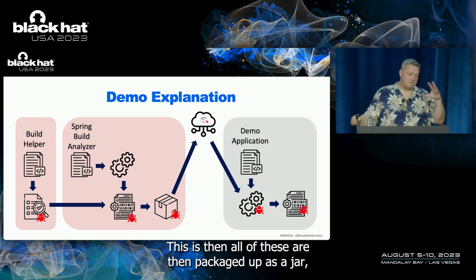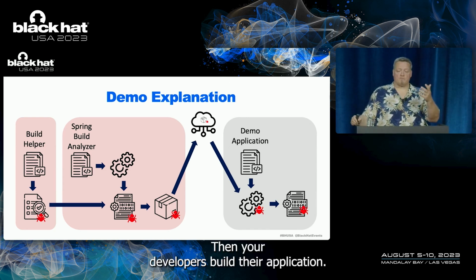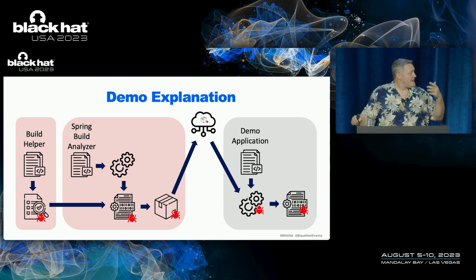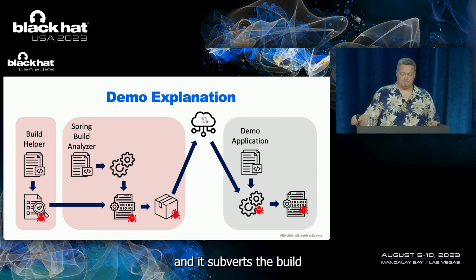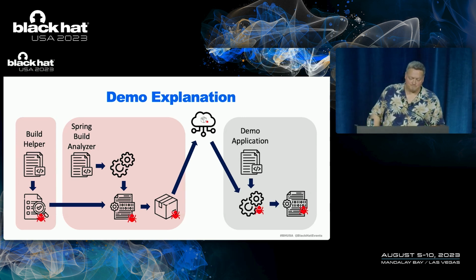This is then all packaged up as a jar, and then we can publish those to something like Maven Central. Then your developers build their application. They use some dependency that they thought was safe, and it subverts the build, and we end up with a backdoor in the build artifact.